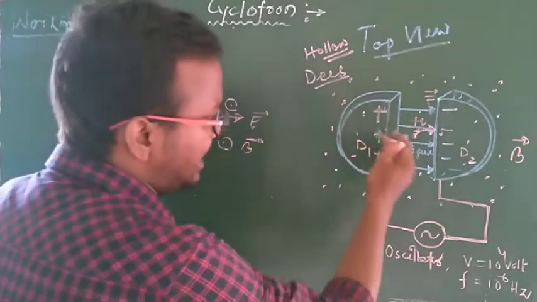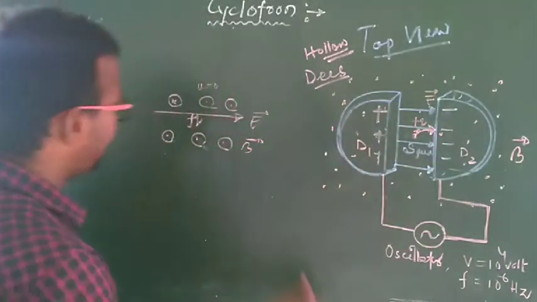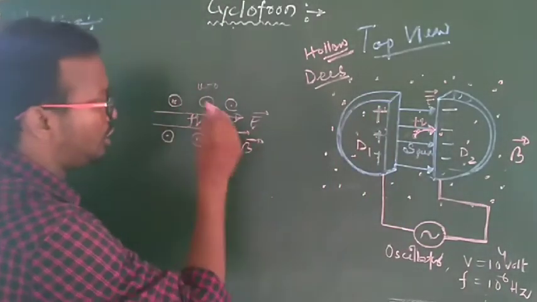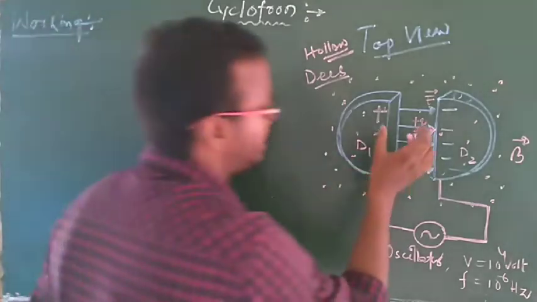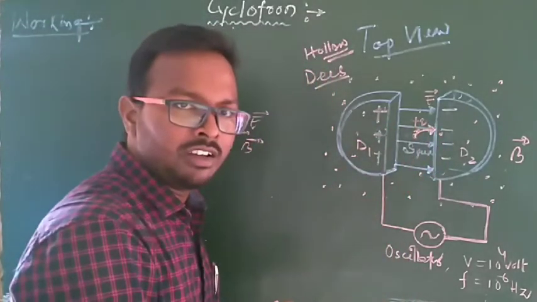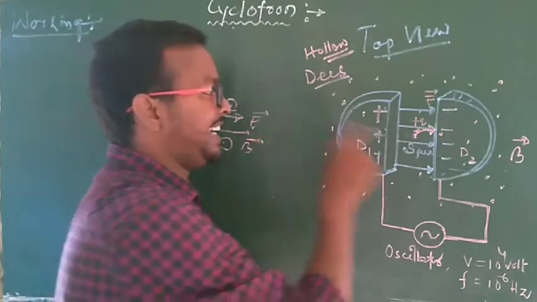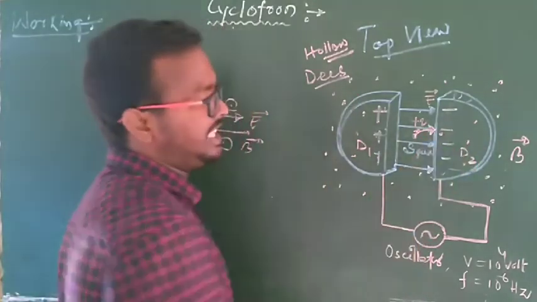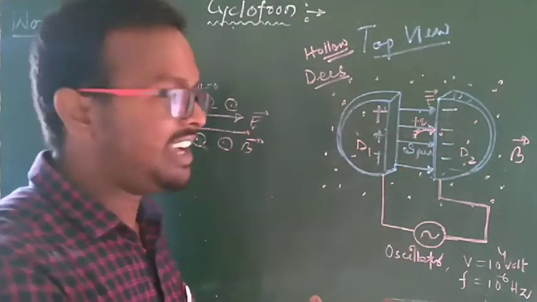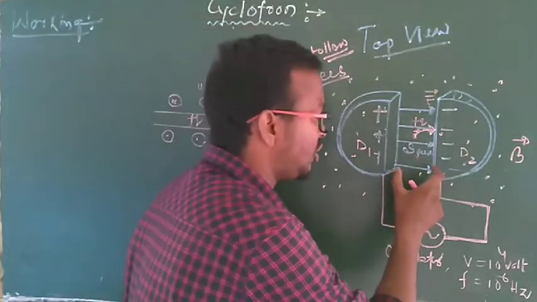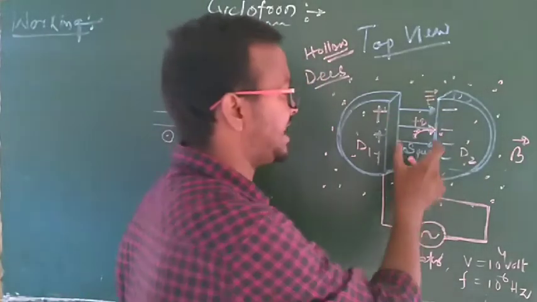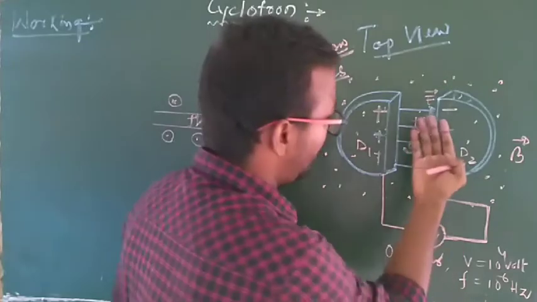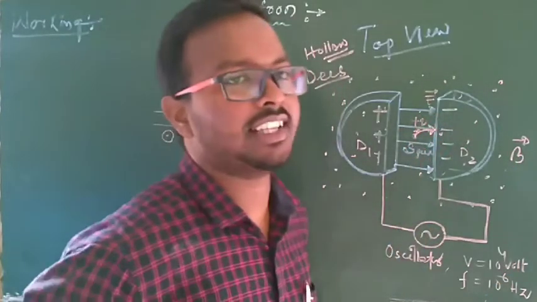One question arises here. There is an electric field and there is also a magnetic field between the two gaps. Why does the charged particle enter the second disc, the negative one? Why? Here we consider only the electric field. Why do we neglect the magnetic field? Because the magnetic field is coming in the outward direction.